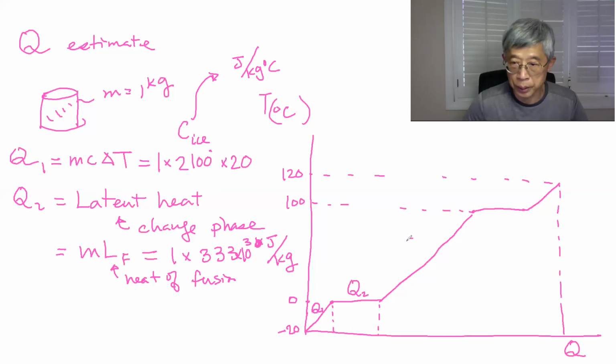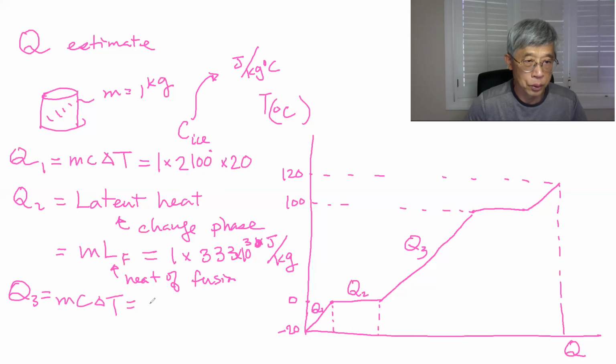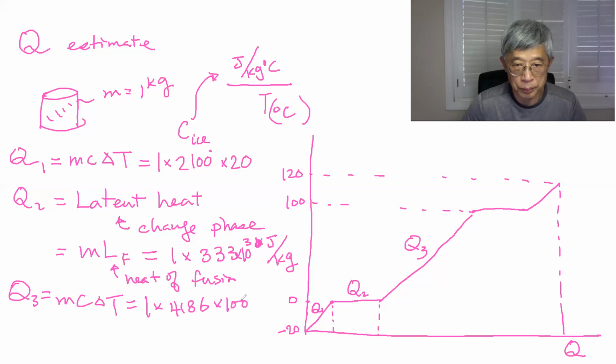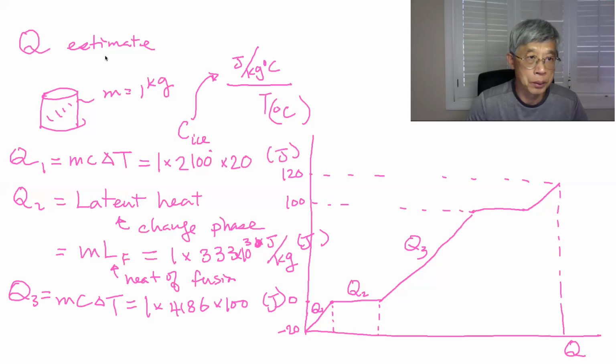And then Q3 is going to be MC delta T again. So that's going to be 1, and C for the water is 4186, and the unit is J per kilogram degree C. And then times delta T. Delta T is 100 minus 0, so that's 100. So that will be in J. You can see this is quite large because it's times 10 to the 3, and this one is in J. I'm changing color so you can see a little better.